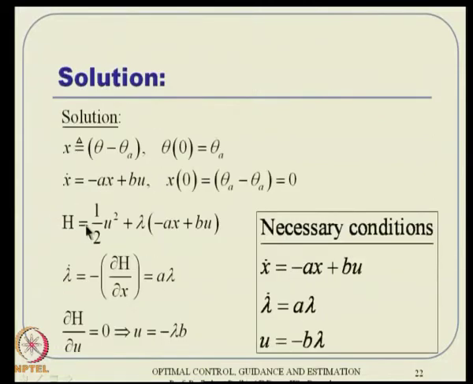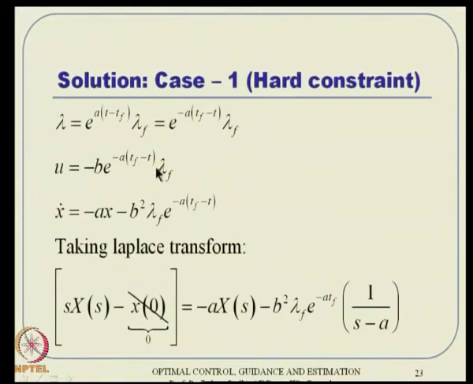So, what is my x dot now? x dot is minus ax plus b times u, and u is available now. So, this expression is available, so I put it back here. Now, this equation is nothing but a linear time invariant system with a forcing function actually.